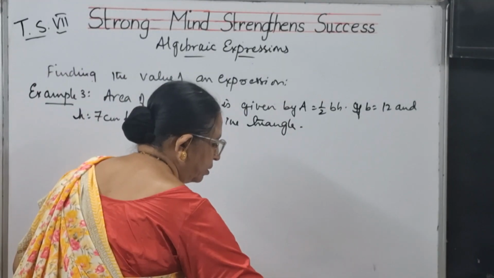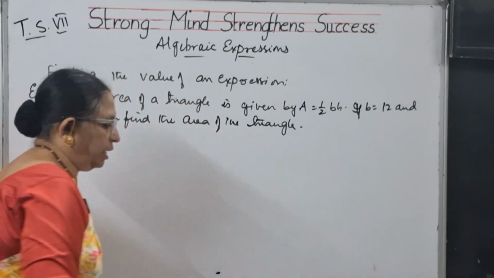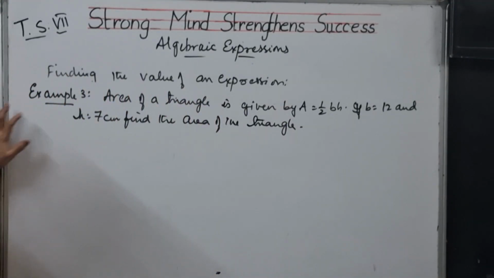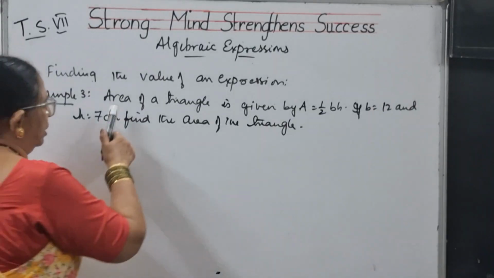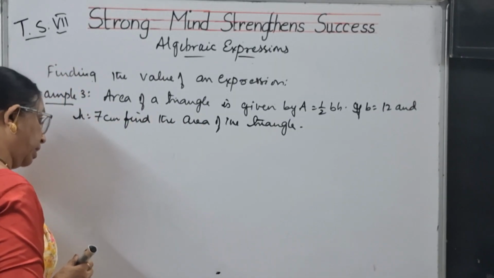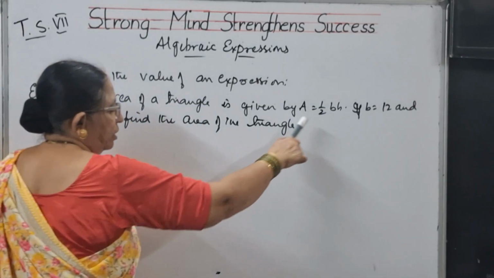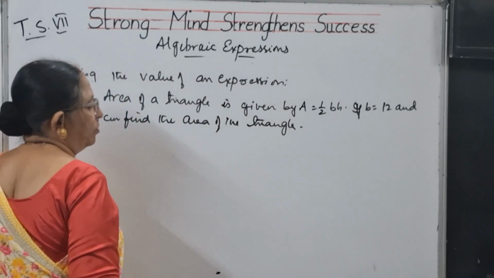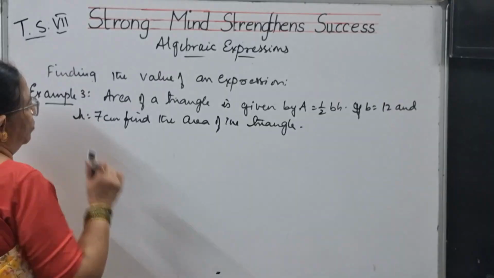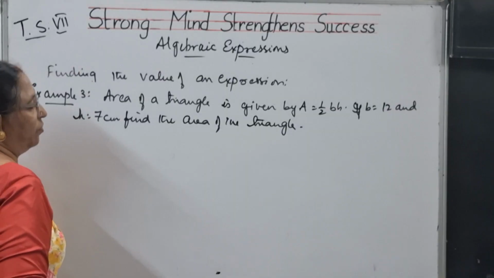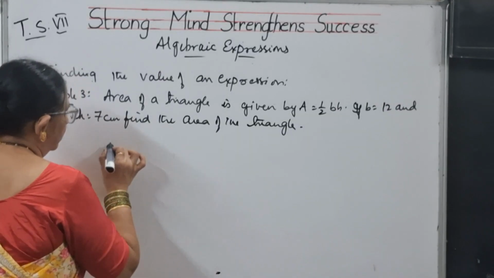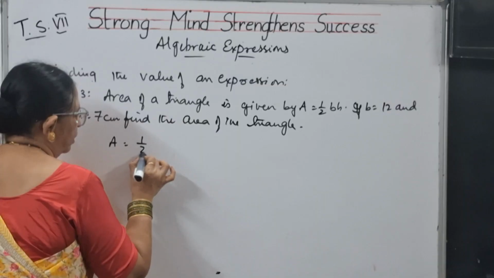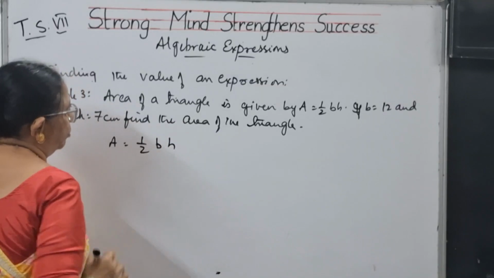Now, children, example 3. In this example 3, they have given the problem. Area of the triangle is given by A is equal to half BH. This is the formula of area of triangle they have given. If B is equal to 12 and H is equal to 7 centimeters, find the area. So let us write the formula first. Area A is equal to half B into H.